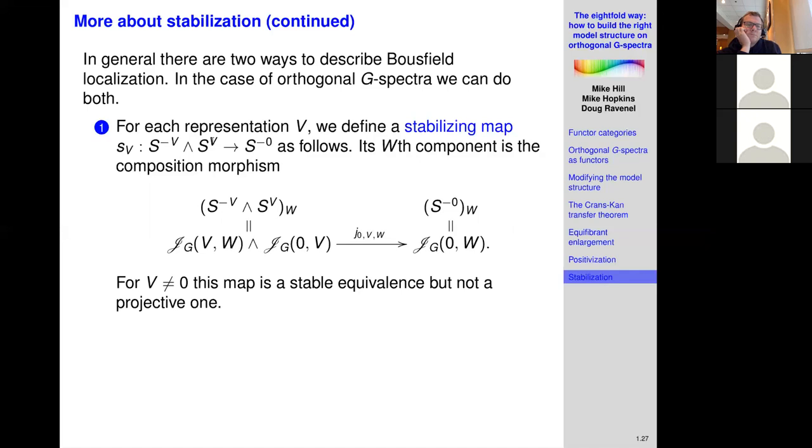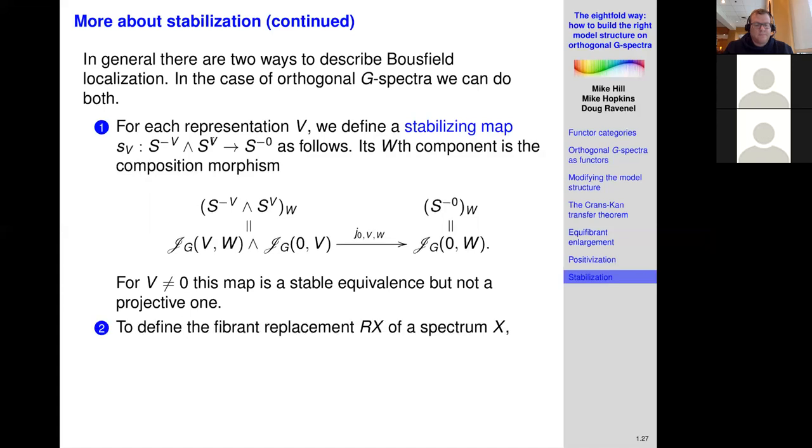Now, as long as V isn't 0, this map is not a projective equivalence, but we're going to define it to be a stable equivalence. It does induce an isomorphism in stable homotopy groups, even in equivariant stable homotopy groups. So we could say, okay, I'm going to take this collection of maps. I've got one for each representation, and I'm declaring all of them to be stable equivalences, and then I'm going to use that to define Bousfield localization. So that's one way. The other way is to say what the new fibrant replacement functor is.